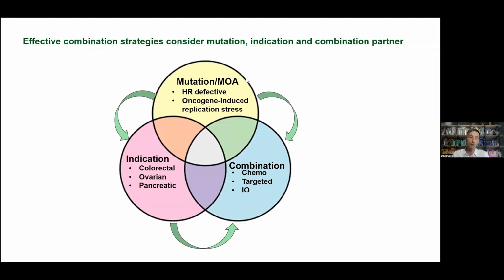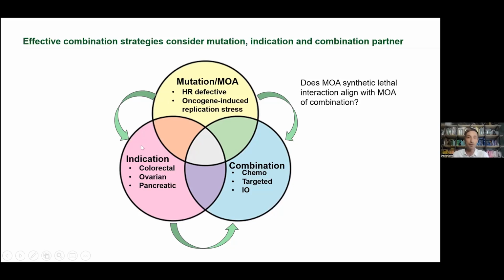So, okay, let's take high-grade serous ovarian carcinoma as an example. So, as Stephanie said, you can be HR defective, or you could have another gene such as cyclin E that's an oncogene-induced replication stress. So, based on that mutation or that mechanism of action, we could think about how to make a combination partner based off that. So, does the MOA of the synthetic lethal interaction align with the MOA of the combination?